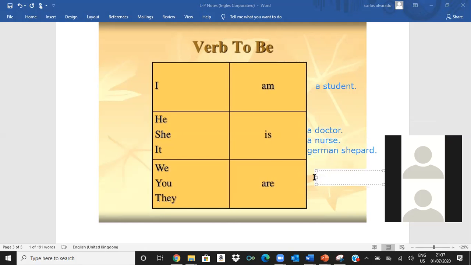Now, are is for plural. Okay. For example, you say, we are students. So, okay. We are students. Aquí tengo una S al final del verbo. For plural. Plural. You are happy. They are, y aquí puedo usar el posesivo que aprendimos. They are my brothers. They are my brothers. Okay. So, this is exactly what we're going to use. Aquí tenemos el sujeto. Tenemos el verb to be. And then we have the complement.